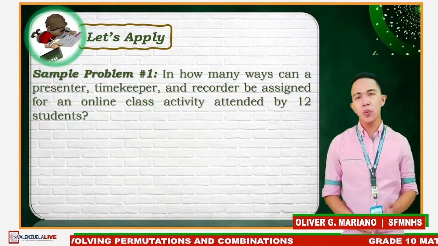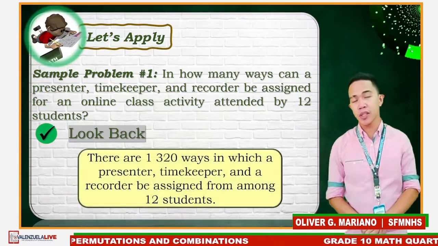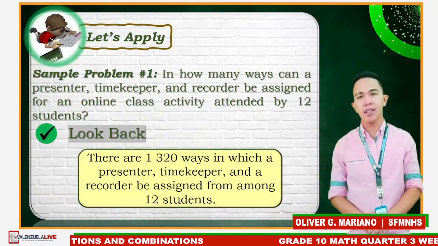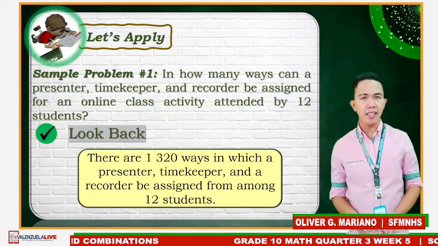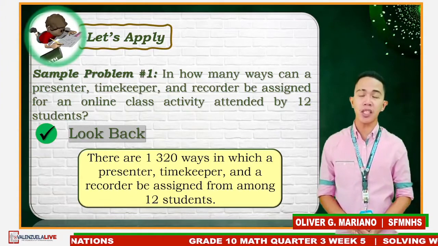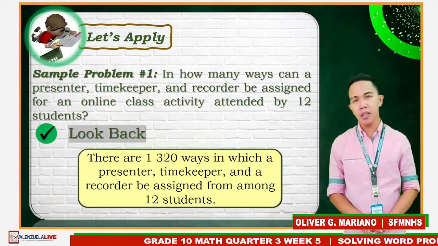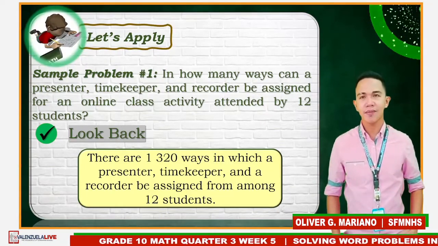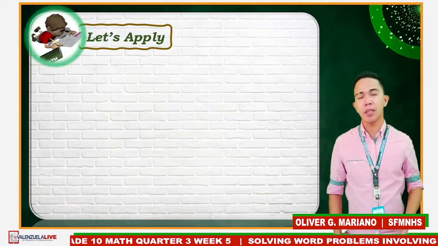Last, we look back. Have we executed our solutions as planned? Is our obtained answer reasonable? Hence, we can say that there are 1,320 ways in which a presenter, timekeeper, and a recorder can be assigned from among 12 students. Let's have our next sample problem.